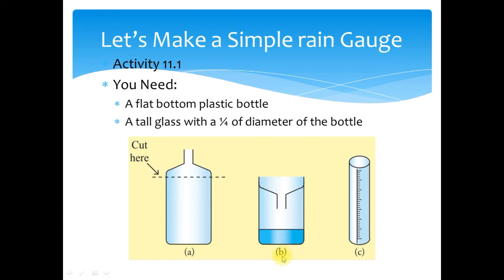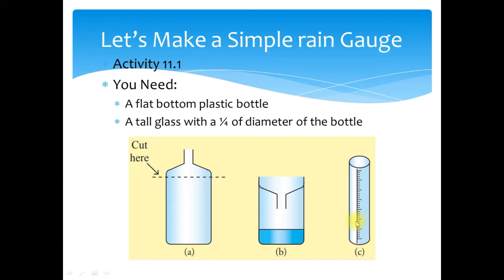Then pour water up to a height of 1 centimeter of this bottle. Then pour this water in the bottle into this glass. Then paste a strip of paper on this glass and mark the level of this water.